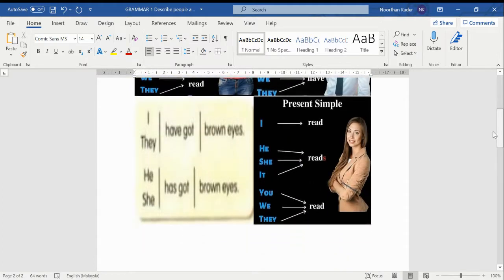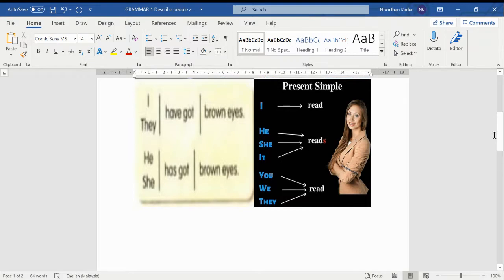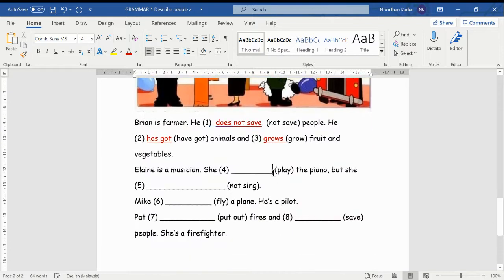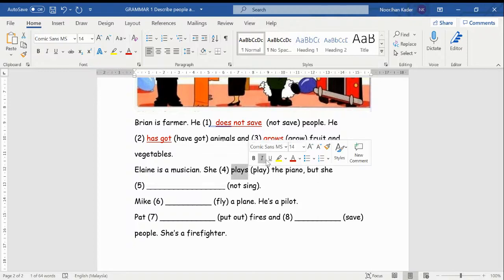So we have to check at the present simple tense of positive verb form. So I read, he reads, she reads. So you have to add an S. So it has to be play or plays. It has to be plays. You have to add an S because of she. Okay.